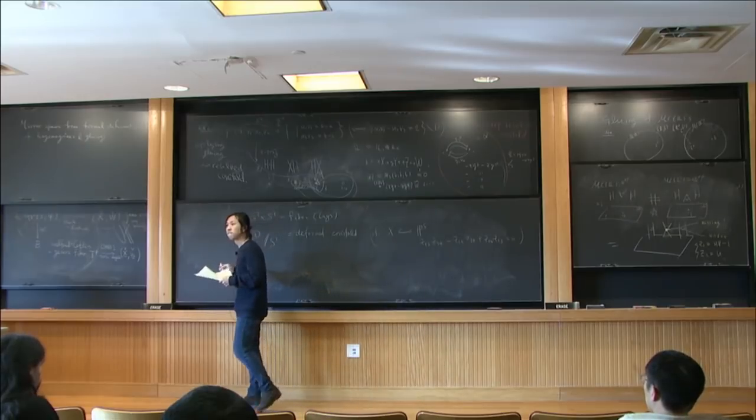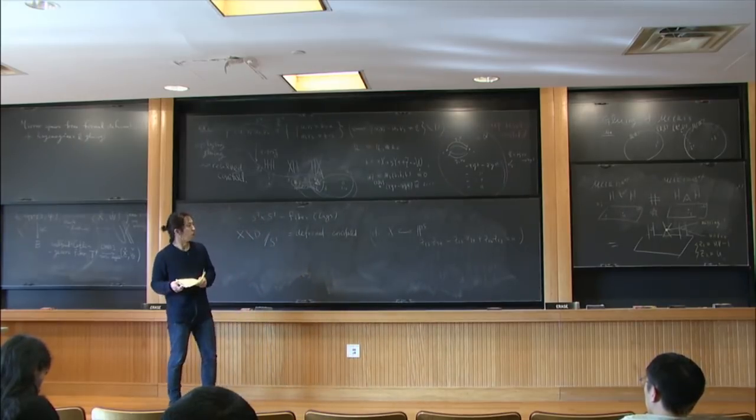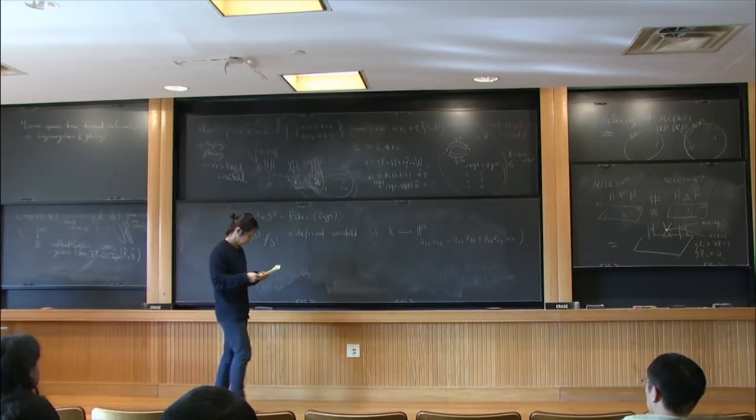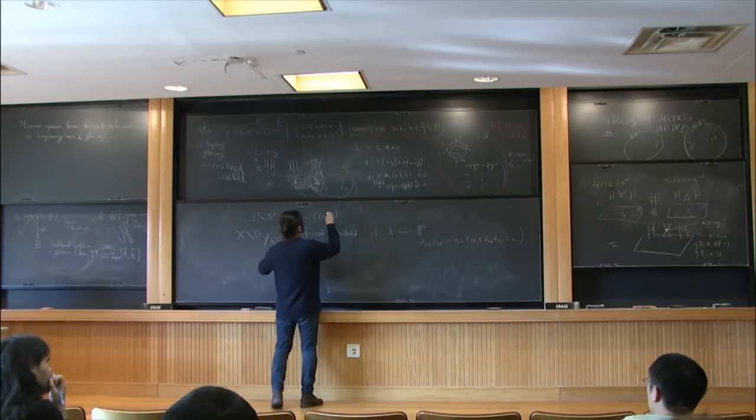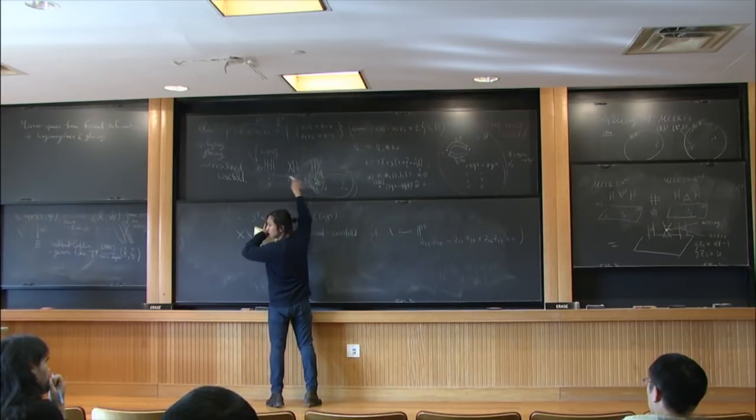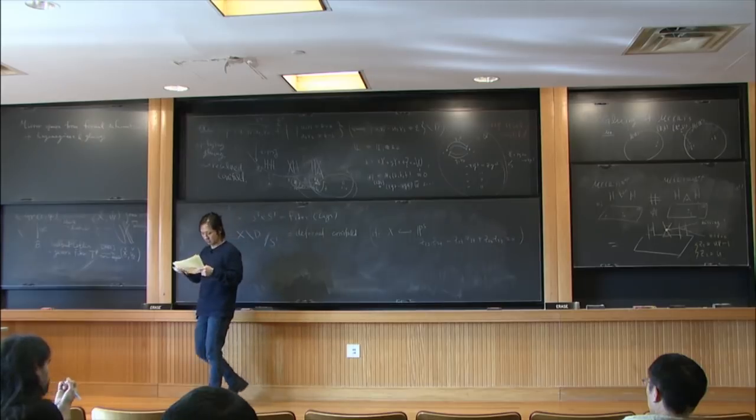So D is not an anti-canonical divisor? No. D is probably a union of this guy, in this picture, this guy, and one at infinity.